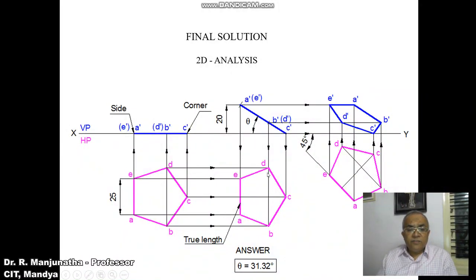You mark this point as B, and you mark this point as D. Similarly, draw a vertical projector from C dash and draw a horizontal projector from C. Both will intersect at this point, and you mark this point as C. Then you measure the angle with respect to HP, which is theta, which will be 31.32 degrees when you are doing it in computer. When you are doing it manually, it will be 31 degrees.